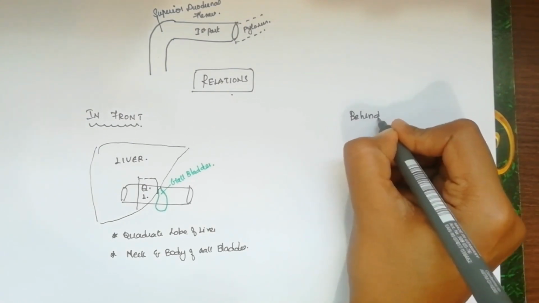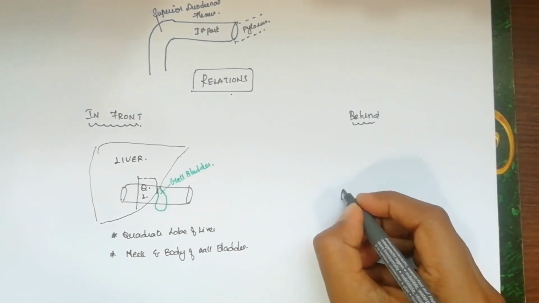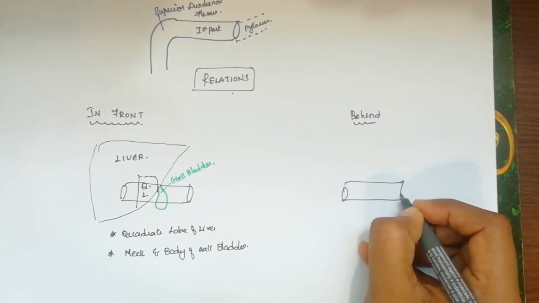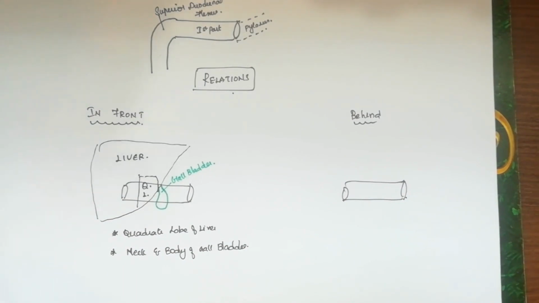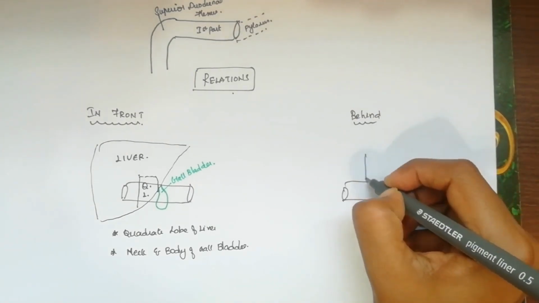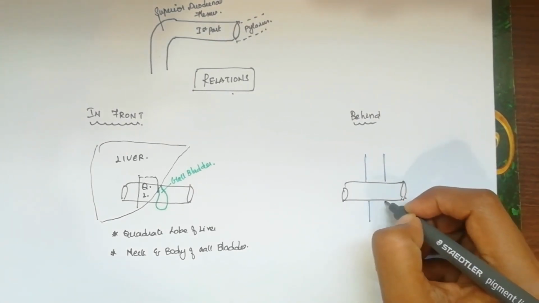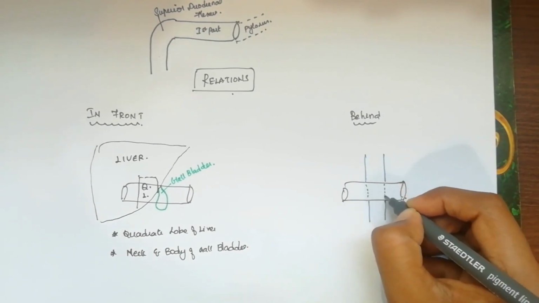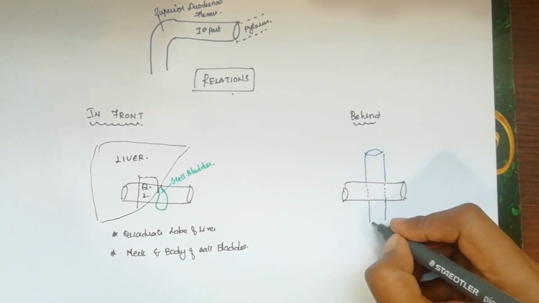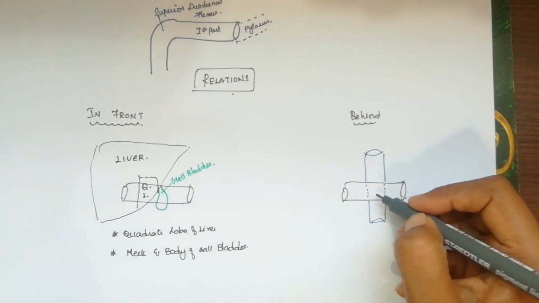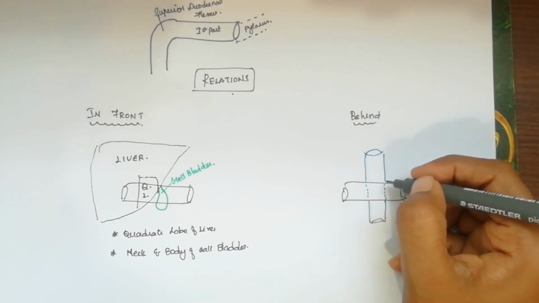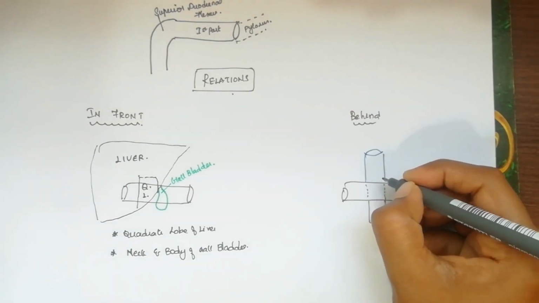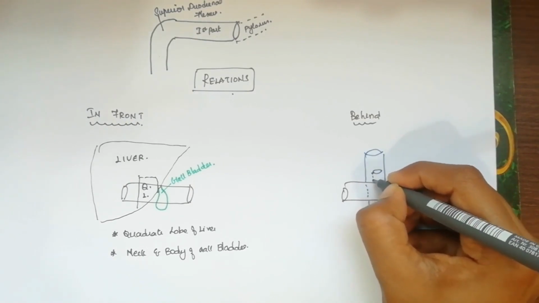So behind relation, we have got some structures related on the posterior aspect of the duodenum. First we have got the inferior vena cava, which is the most posterior relation. Between the inferior vena cava and the first part of duodenum we have got again structures, such as the portal vein related over here.